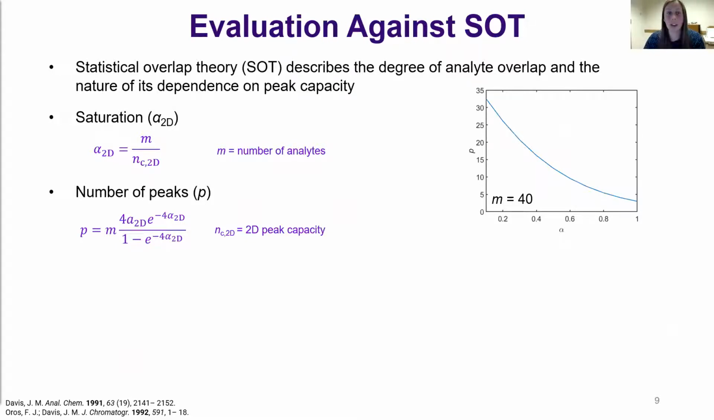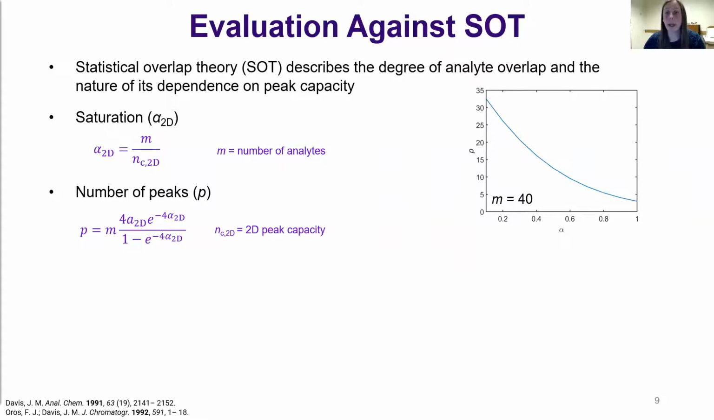That theory describes the degree of analyte overlap and the nature of its dependence on peak capacity. And so there's a couple things that we can define. We can define the saturation factor of a chromatogram, which basically describes how crowded the chromatogram is. And then we can also use it to predict the number of peaks in a chromatogram. Therefore, the number of peaks predicted has an exponential decay as saturation factor, or peak crowdedness, increases.